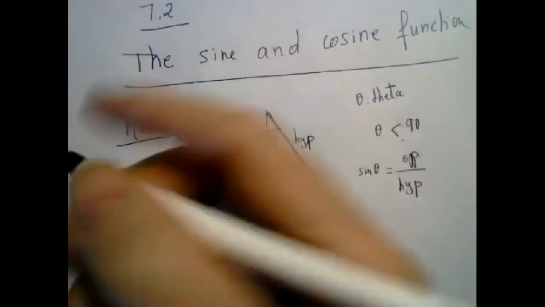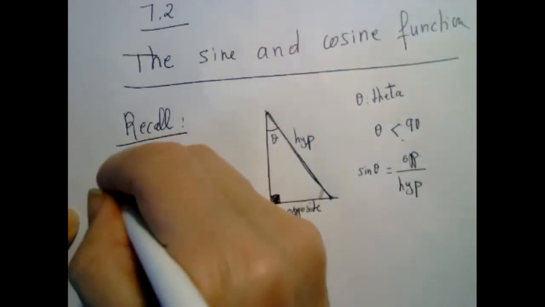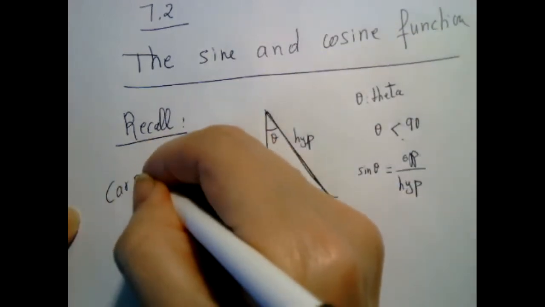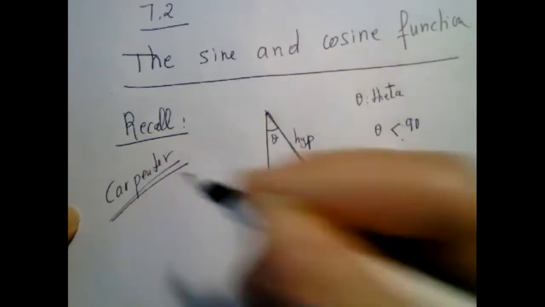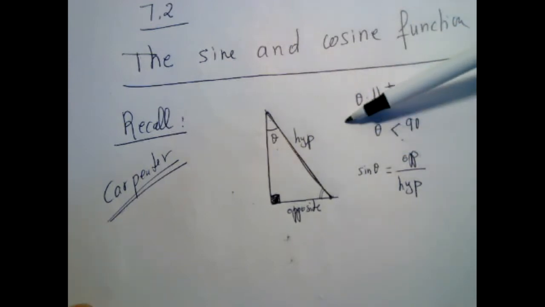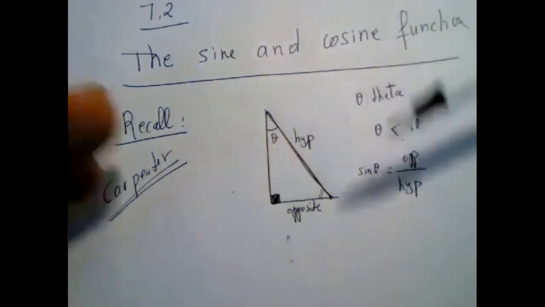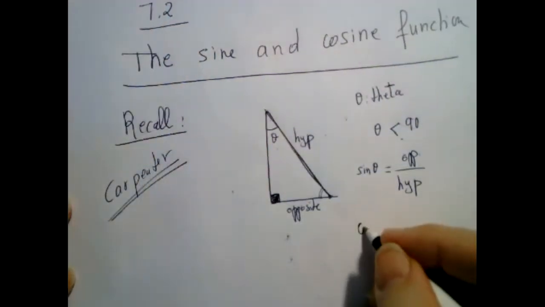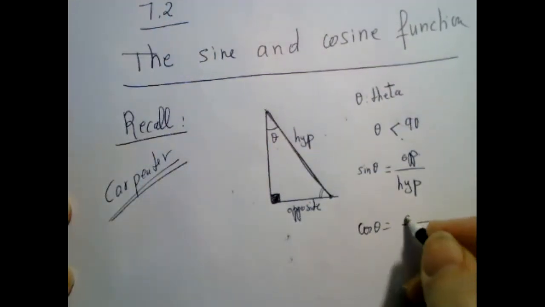That's what you have seen in high school. Sometimes this is called the right angle definition, or some people call it the carpenter's definition of sine and cosine, because carpenters only work with right triangles. So this is what you know as far as the sine. And the cosine is the adjacent over the hypotenuse. So that's what we know.